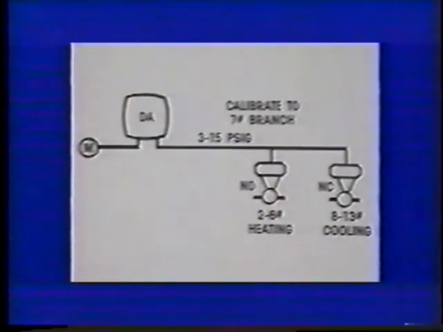There are situations where a controller may be calibrated to some pressure other than 9 psig. It may be calibrated to the midpoint of the spring range of a valve or damper actuator, or to a point between two spring ranges when two devices are controlled by one controller. This concludes the calibration procedure for the single pressure thermostat.